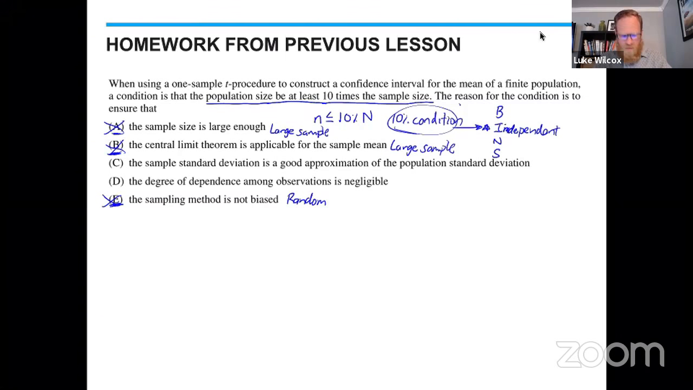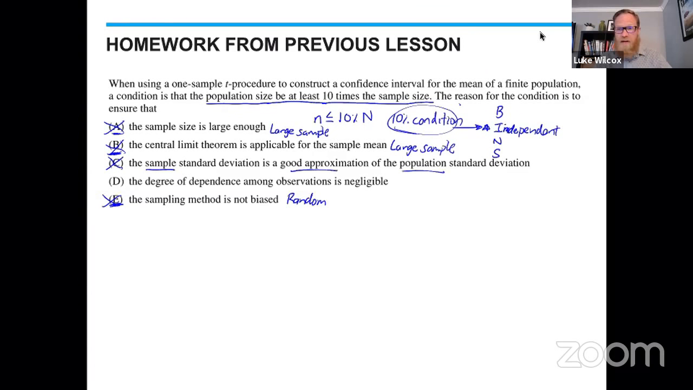And so we are left with only 2 choices here. So let's look at each one of them. Answer choice C says that the sample standard deviation is a good approximation of the population standard deviation. Well, for this, we'd actually want our sample size to be bigger, not smaller. We wouldn't want it to be less than 10% of the population. It would actually be best to have the biggest possible sample size there.